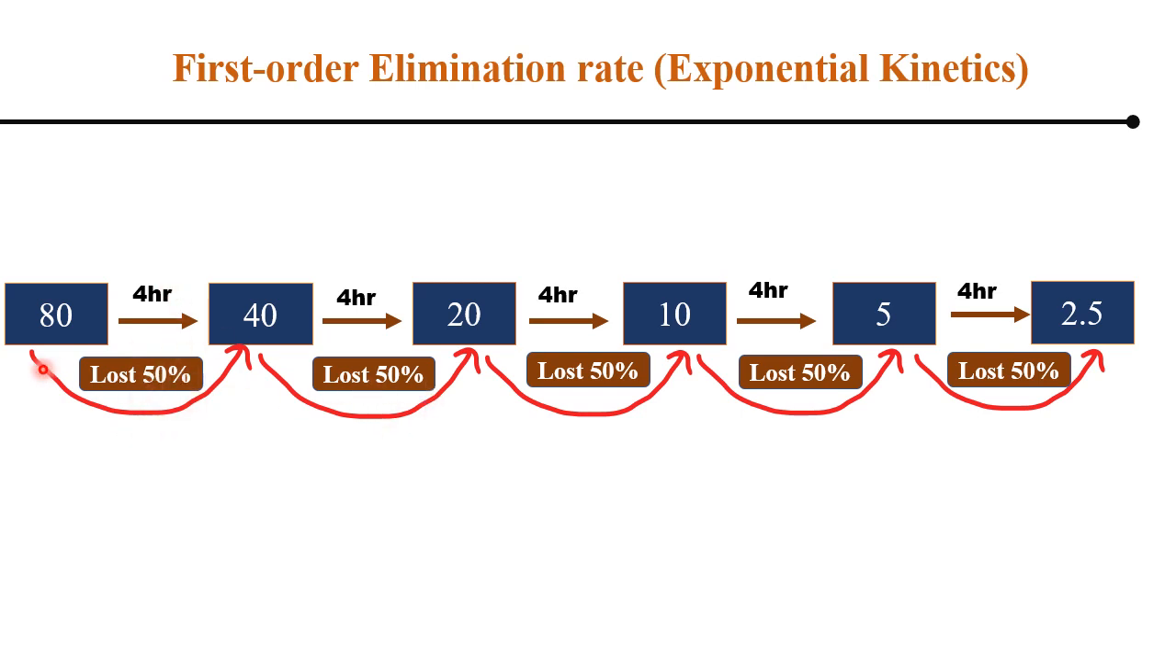Constant fraction: 80 mg converted to 40 mg, so 50% is lost in 4 hours. Constant from here also: 40 mg to 20 mg lost. How much is lost? 50% in 4 hours. This is what we call a constant fraction of the drug being eliminated per unit of time in first order.